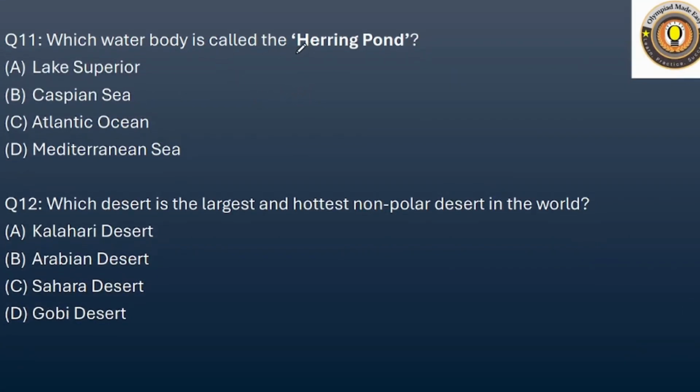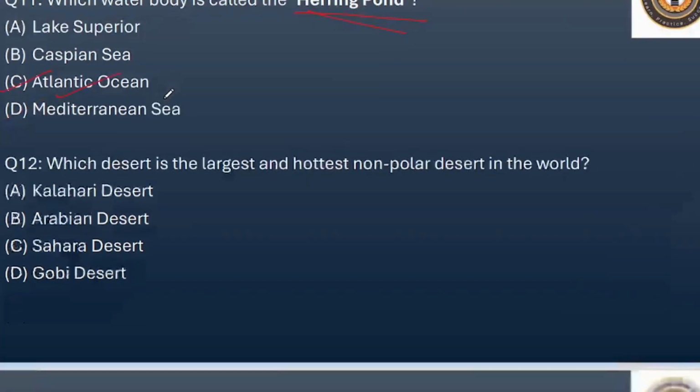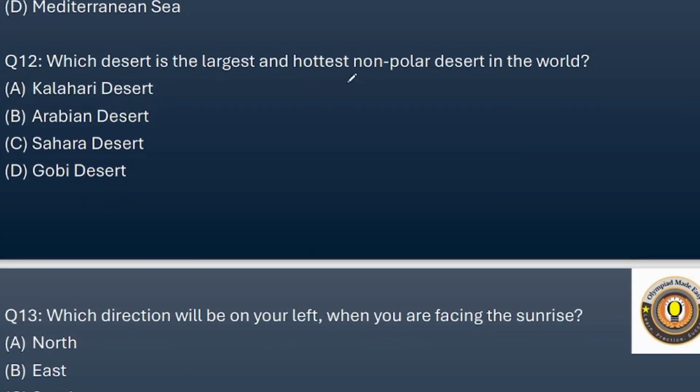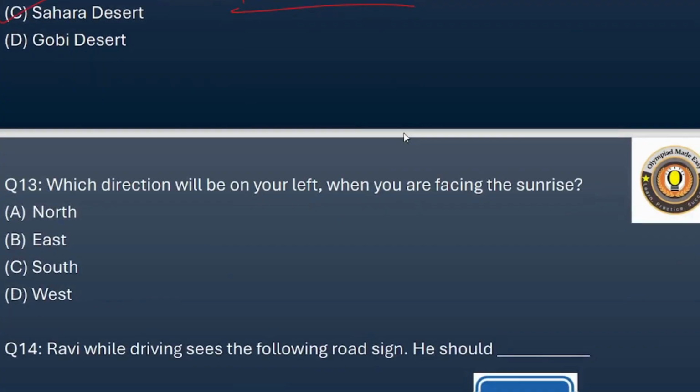Which water body is called the herring pond? Atlantic Ocean. Herring pond, Atlantic Ocean. Right? Which desert is the largest and hottest non-polar desert? This is important. The catch here is non-polar desert, which is not in the polar area. So the largest and hottest non-polar desert is the Sahara Desert. Otherwise, if you add polar desert also, Antarctica is the largest desert in the world.